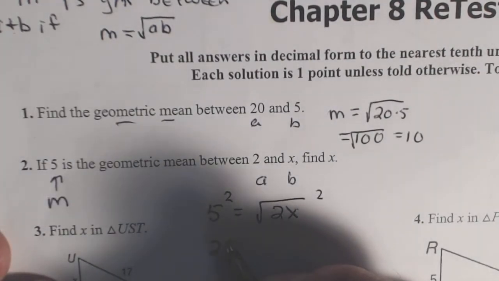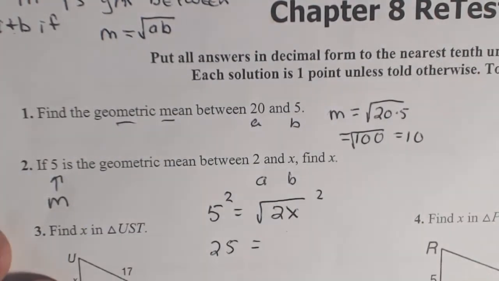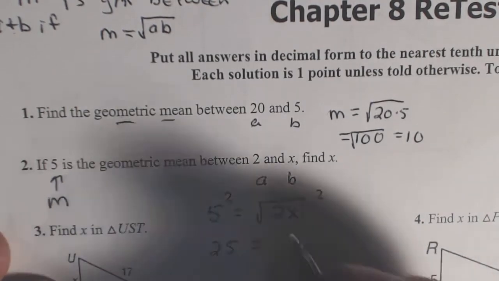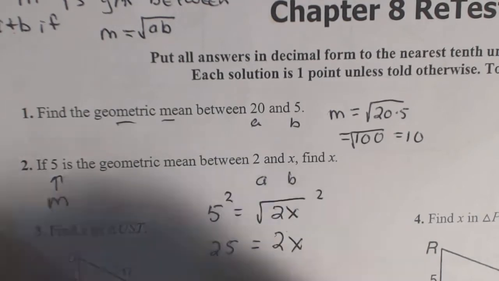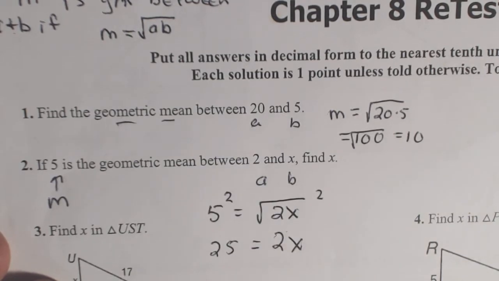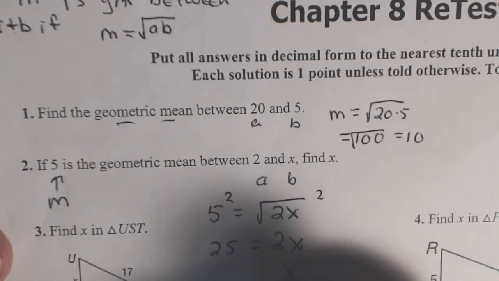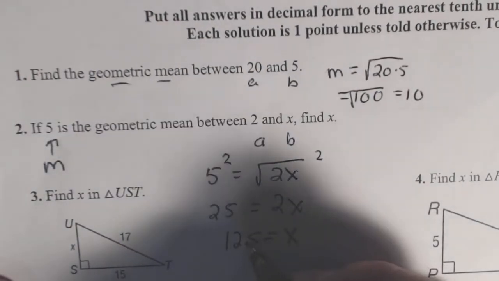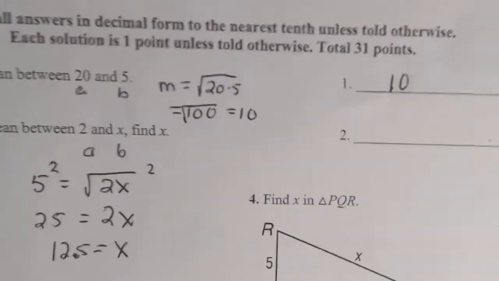5 squared is 5 times 5 is 25. And when you square a square root, they just undo each other, and you're left with whatever's underneath them. So the right side is just 2x. Now divide by 2, and x will be 12.5. So the answer to number 2 is 12.5.